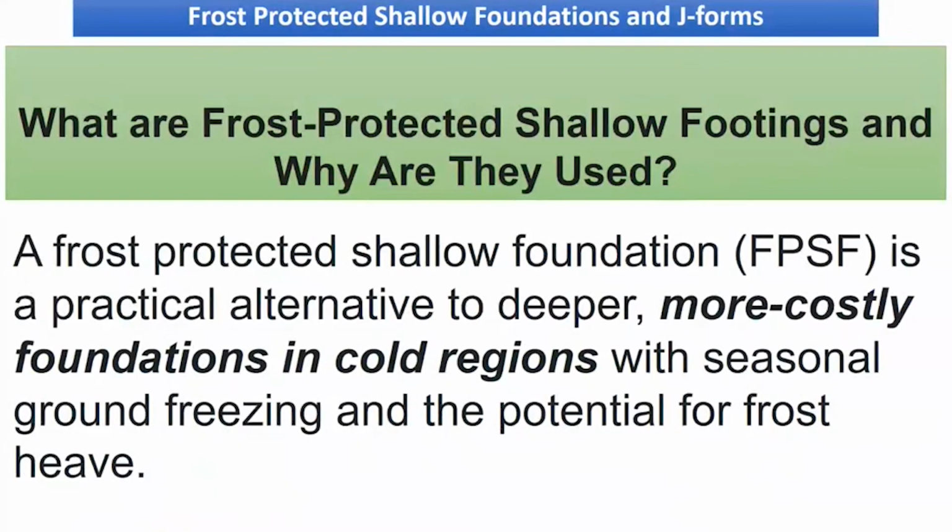A frost protected shallow foundation, FPSF, is a practical alternative to deeper, more costly foundations in colder regions. This is important to understand with seasonal ground freezing and the potential for frost heave. Whatever course we go through, and I'm going to outline a few different paths you can take with the J-forms, at the end of the day the builder or owner can save significant cost, whether they have to dig to frost line or can go to a shallow depth by way of the J-forms, and I'll get into detail as to what that means.